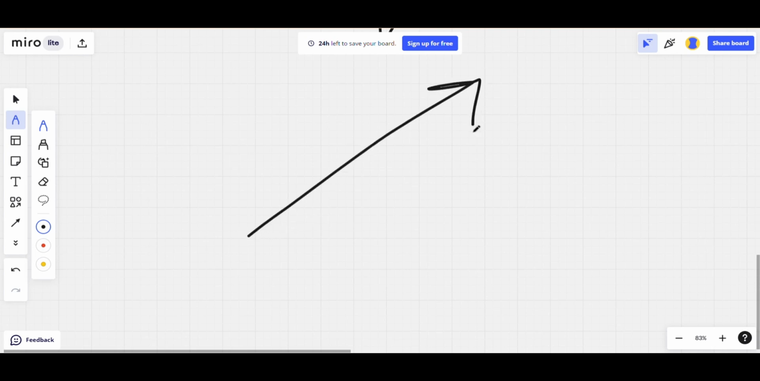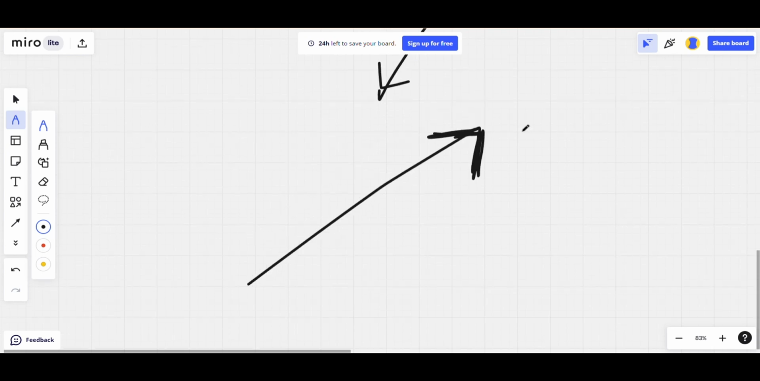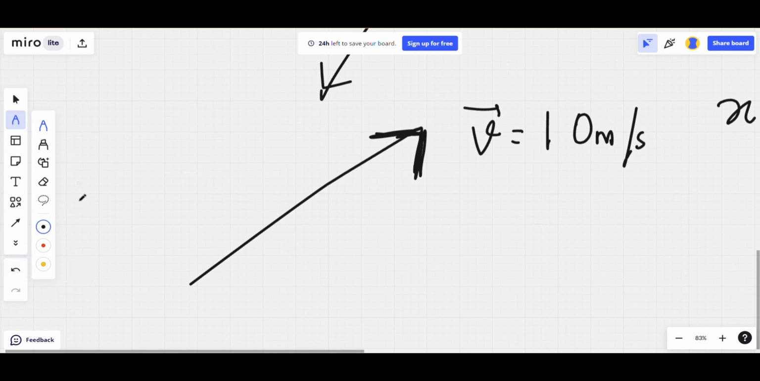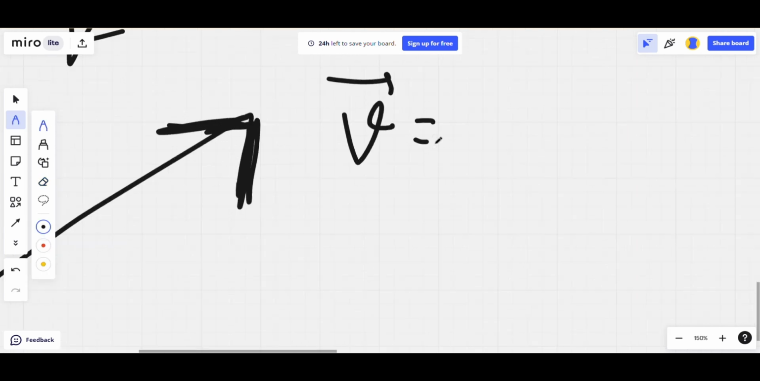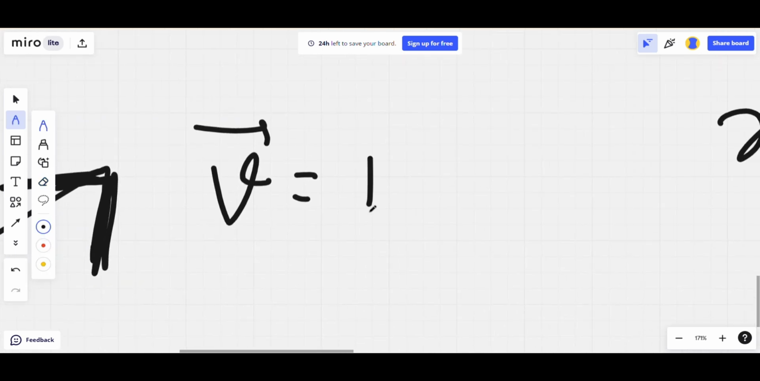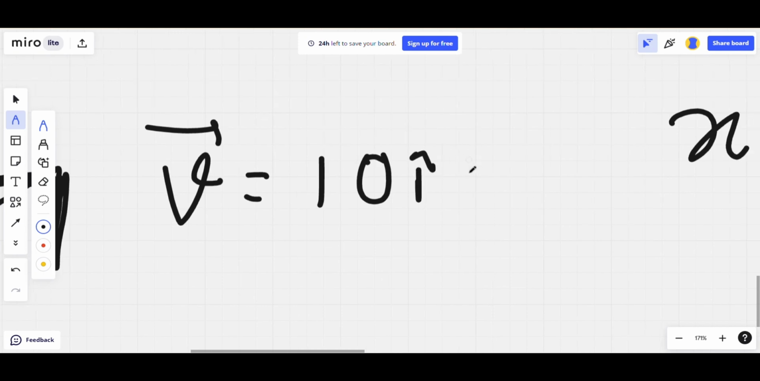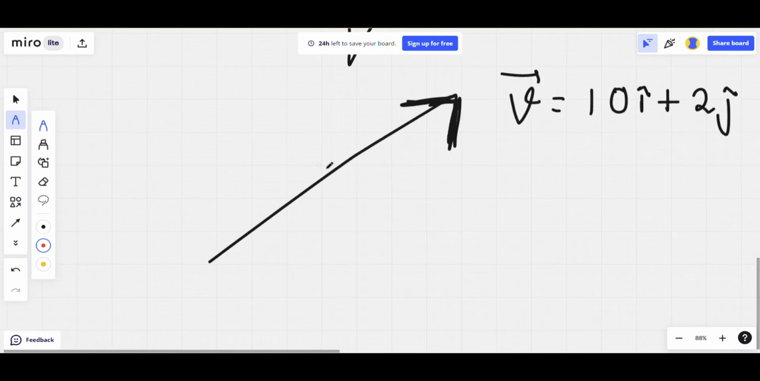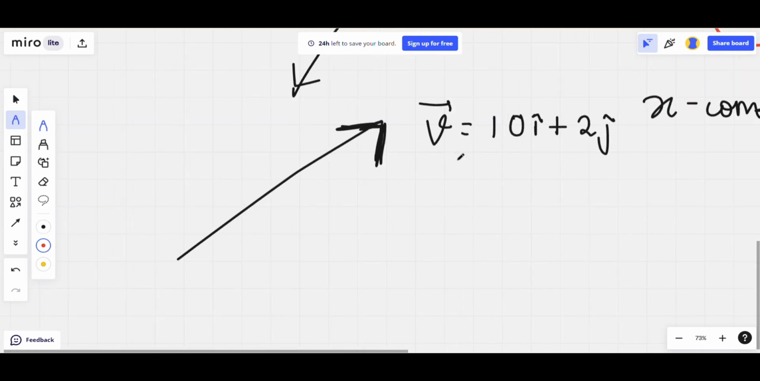Let's say there's an object that's moving with a net velocity of 10 meters per second. This is a vector quantity, okay? So let's say that the velocity is given by 10 I cap plus 2 j cap. Now what does this mean? How do we study this vector in a much better way? We study it by breaking it down into its two components, x component and y component.